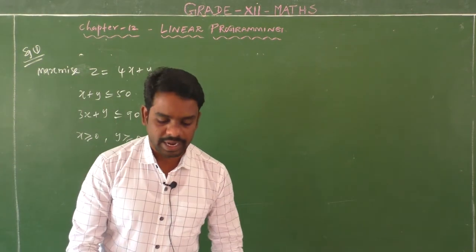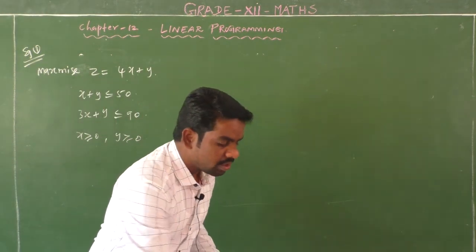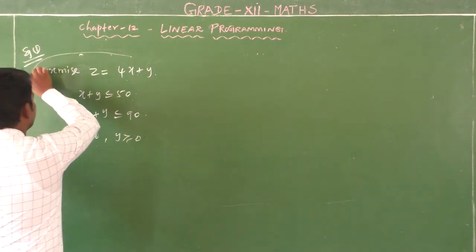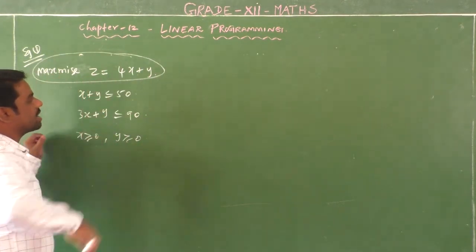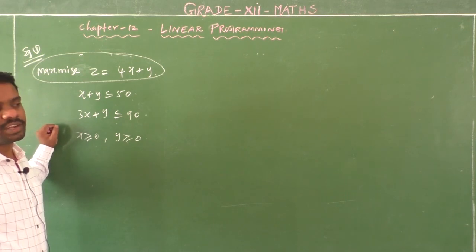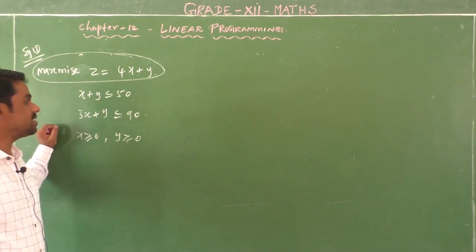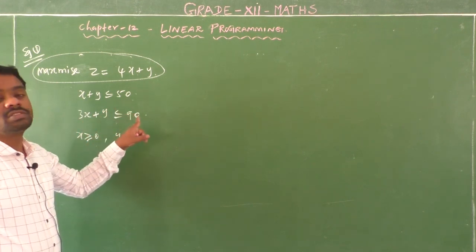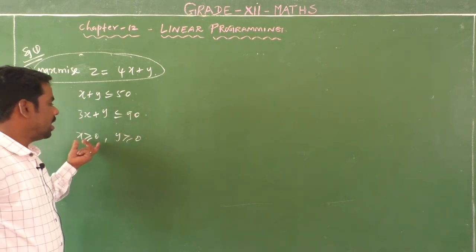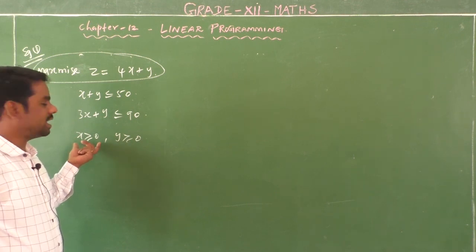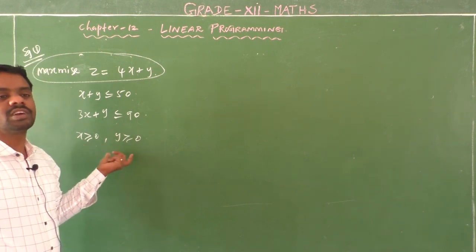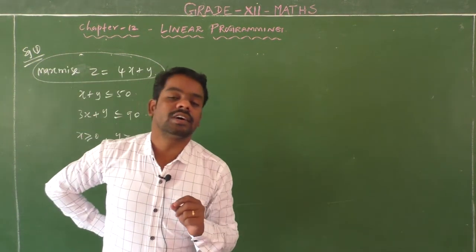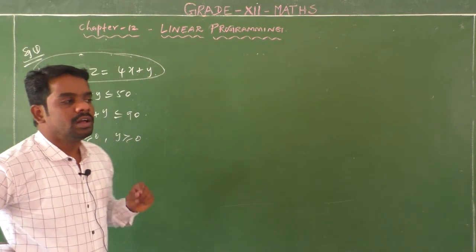Okay, listen. A given objective function, maximize z equal to 4x plus y. So z equal to 4x plus y is the objective function, and the constraints are x plus y is less than or equal to 50 and 3x plus y is less than or equal to 90, and the non-negative restrictions, x is greater than or equal to 0, y is also greater than or equal to 0. So you know, first quadrant only.